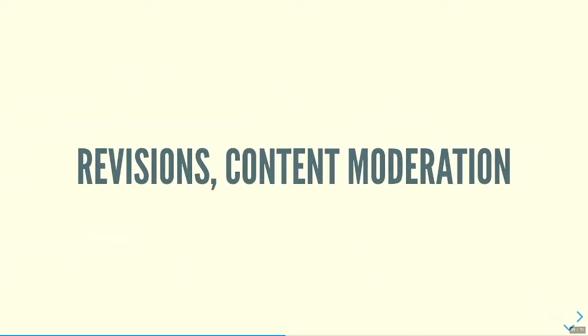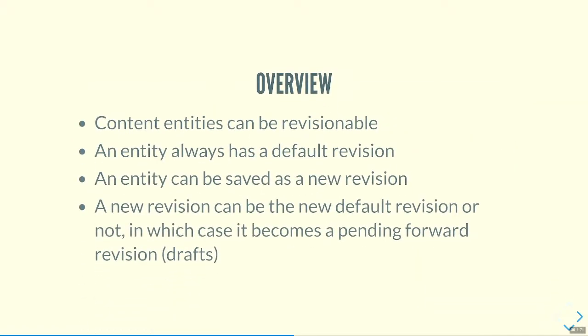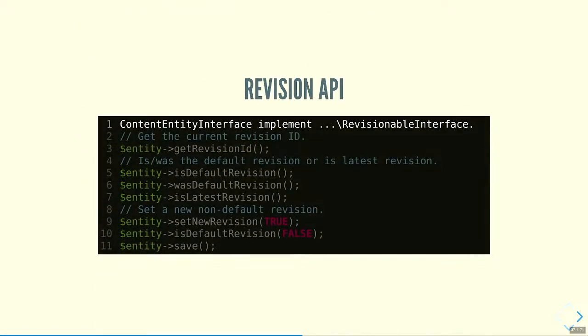Then revisions and content moderation. So content entities can be revisionable. Each entity always has a default revision. And when you save an entity, you can choose to save it as a new revision. And then your new revision can be the default revision or not, and then becomes a pending draft, a pending forward revision. That's the related methods. You will see an example of how that looks in a second.